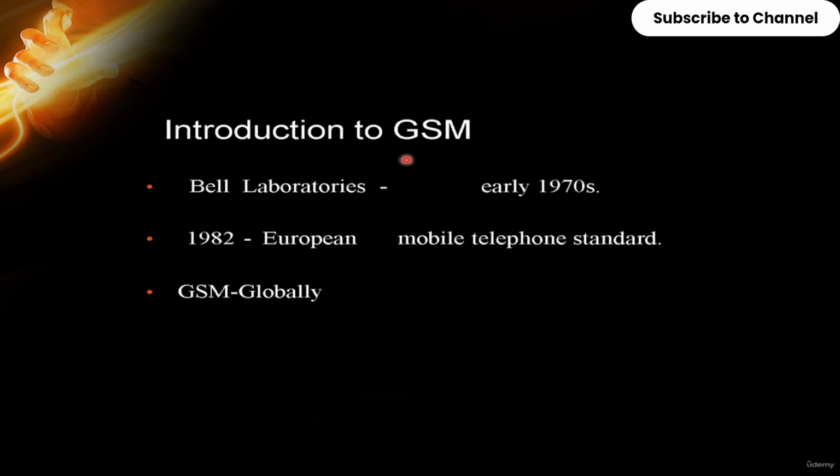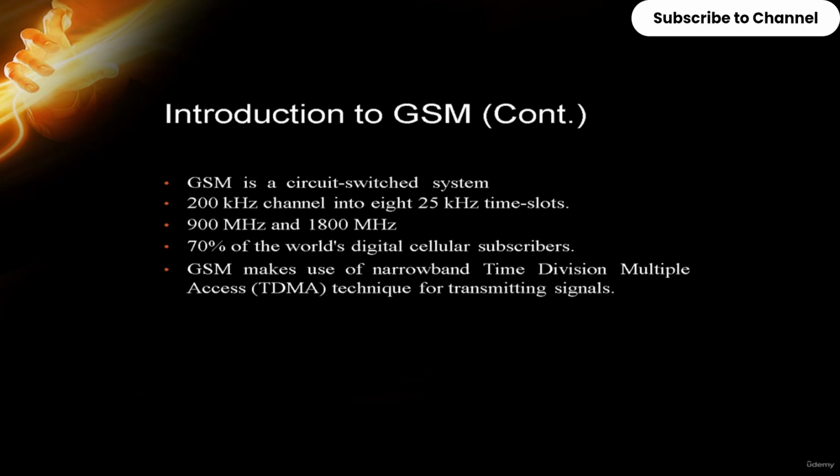Introduction to GSM. GSM emerged based on cell-based mobile radio systems, and it was done by Bell Laboratories in the early 1970s. GSM is the name of the group which was standardized in 1982 by the European Mobile Telephone Standards. GSM is the most widely accepted standard in telecommunication systems, and it is implemented globally.